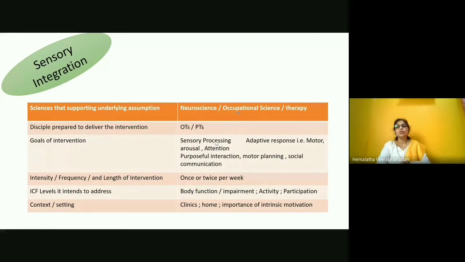So for the participations, which body functions and impairments and which activity or participation is limited will be understood by using the sensory integration model and frames. And you will understand the context and the settings. Where are you going to make the changes? Is it in the clinic or at the home, or what is there?